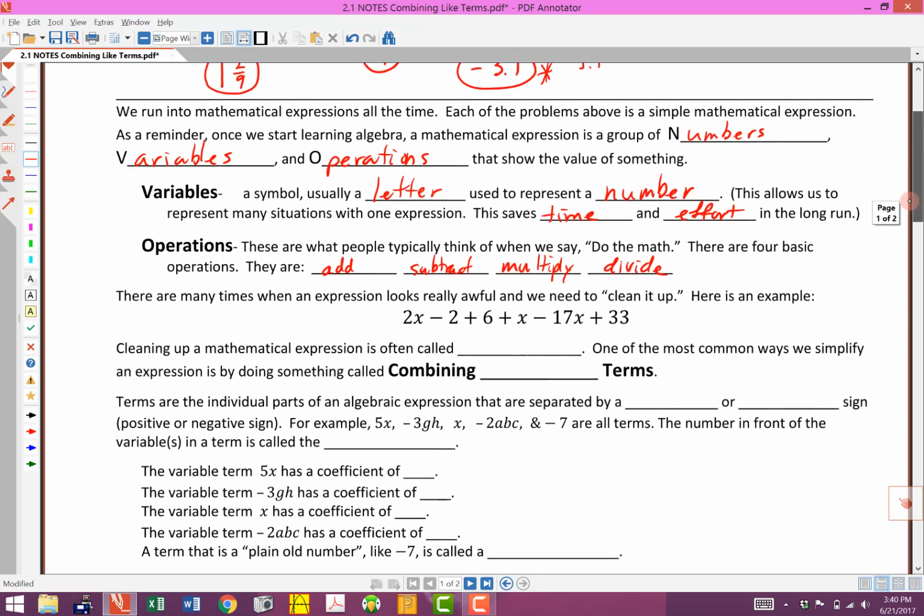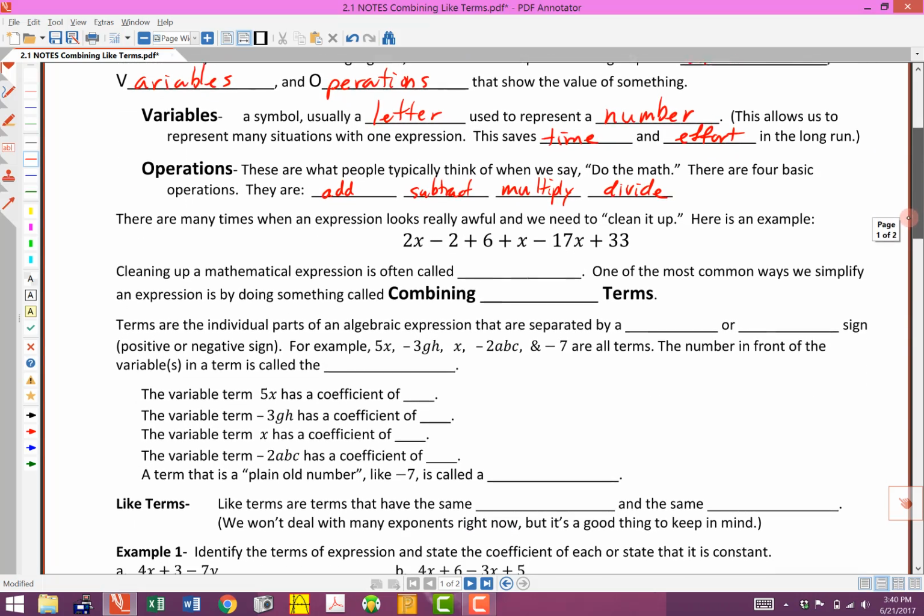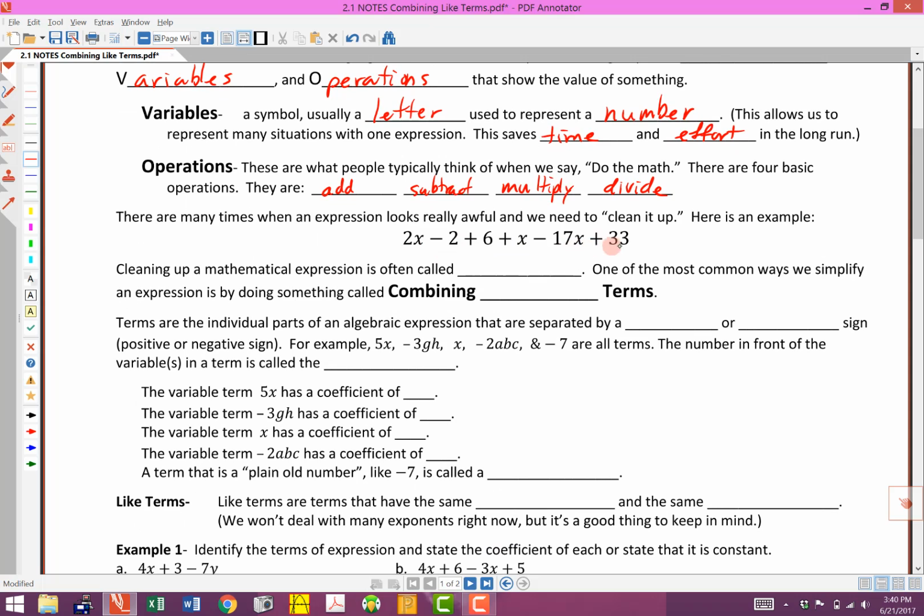Now, there are times where we're going to get something that looks really awful, some mathematical expression that looks like this. You'll notice that we've got some variables in here. We've got an x here and an x there and an x there. We've got some positive numbers, some negative numbers. And what we need to do is clean something like this up. And when we clean up a mathematical expression like this, we call that simplifying. Mathematicians like to write things as simply as possible and as accurately as possible.